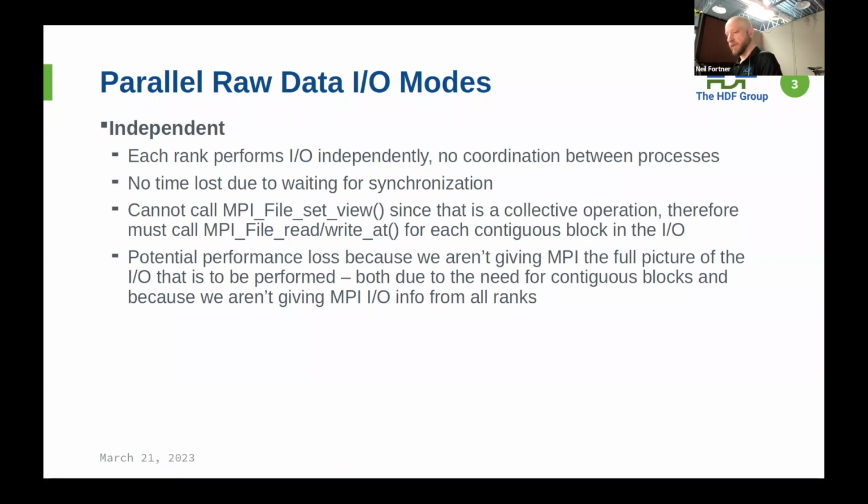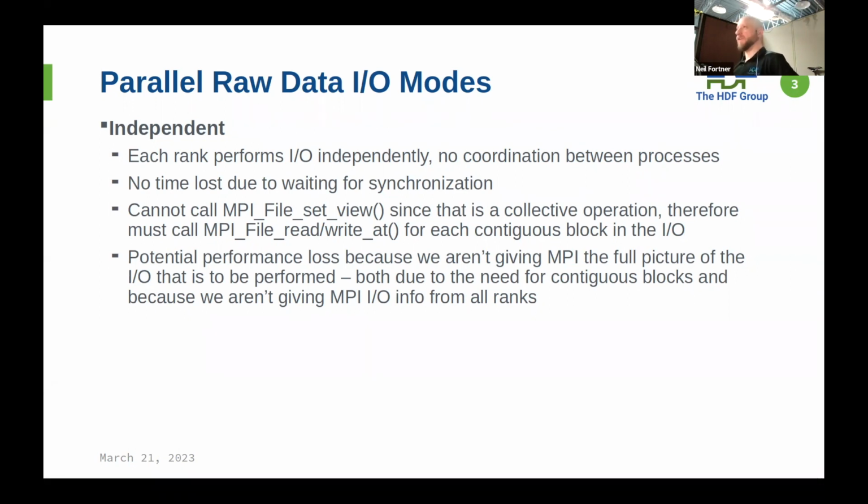And the only difference with parallel versus non-parallel is we turn off some things, some caching and things, so that things stay consistent, because more than one process is accessing it at a time. And also, you can only do independent I/O on raw data in datasets. You can't do independent I/O on metadata or writes.